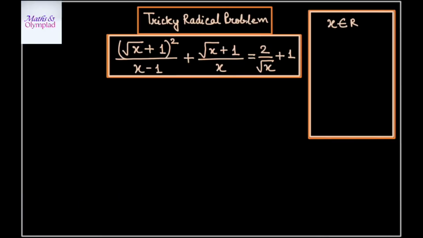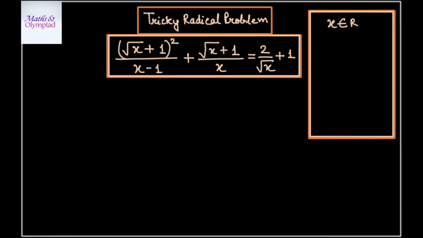In this video we have a tricky radical question which says: square root of (x plus 1) whole square over (x minus 1) plus square root of (x plus 1) over x equals 2 over square root of (x plus 1). Here x belongs to the real numbers.